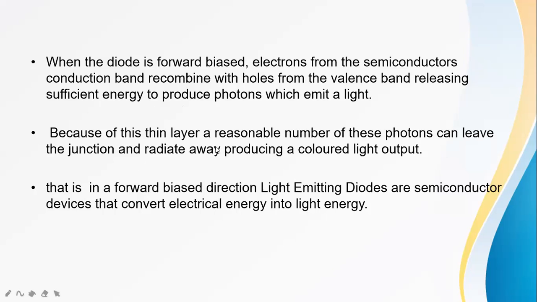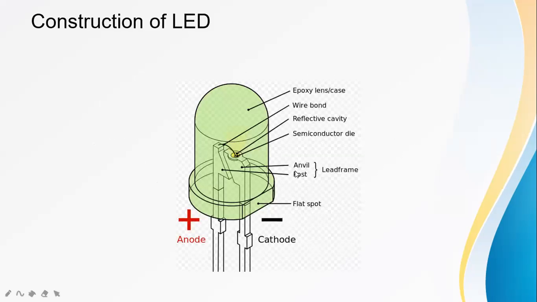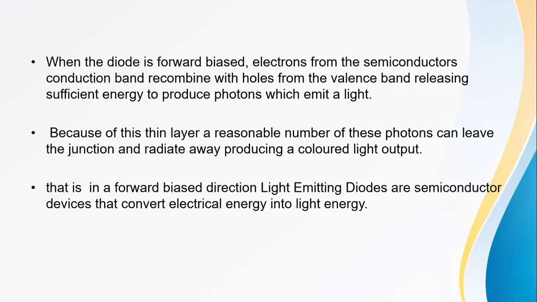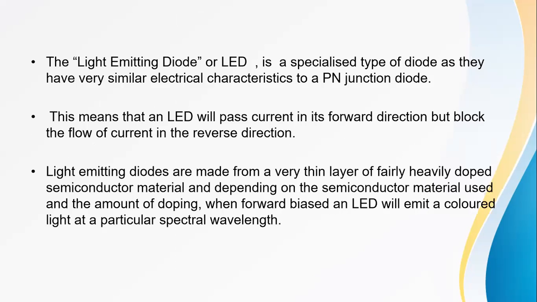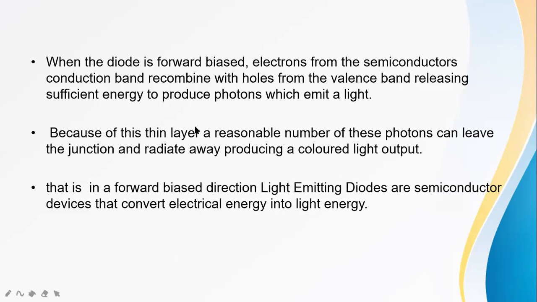Because of this thin layer, a reasonable number of these photons can leave the junction and radiate away, producing a colored light. Already we know that the LED is a very thin layer of fairly heavily doped material. Because of the thin layer, a reasonable number of these photons can leave the junction and radiate away, producing a colored light.